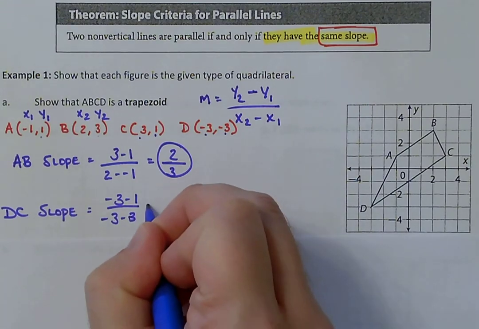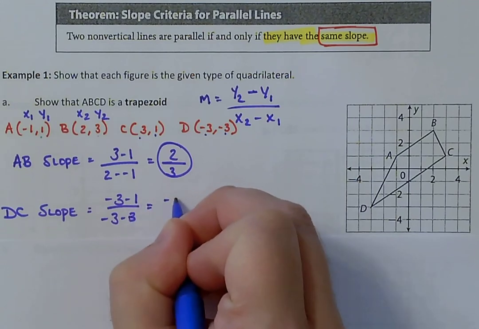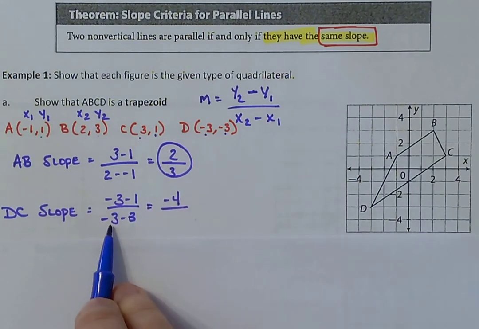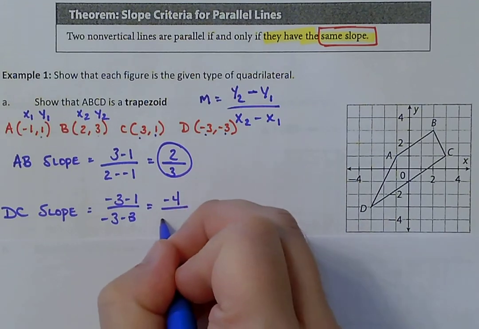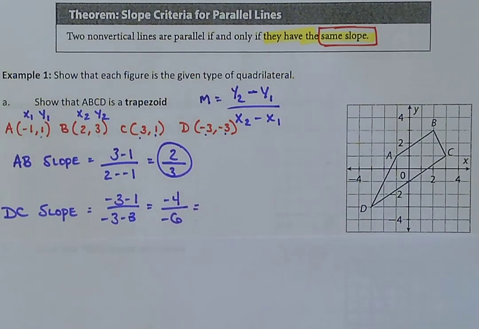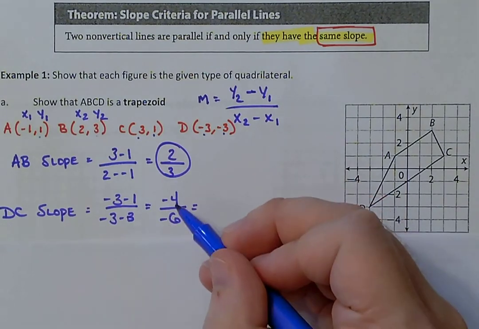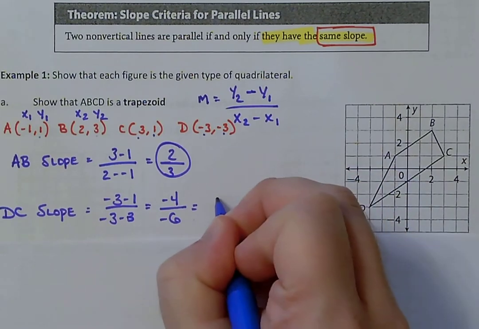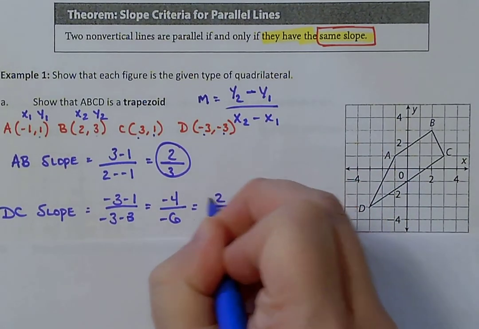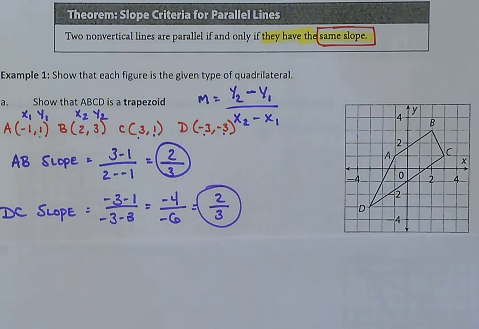For the top, -3 minus 1 is going to give us -4. And then -3 minus 3 is going to give us -6. So we now have -4 over -6. The question you need to ask yourself is, can I simplify this down? So 4 over 6 will simplify down to 2/3. And if we have negative over negative, two negatives make a positive. So instead of -4 over -6, this is going to be a positive 2/3. And that is the slope of DC.